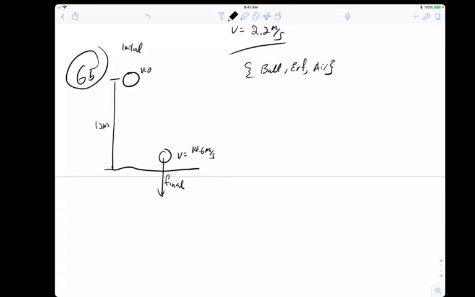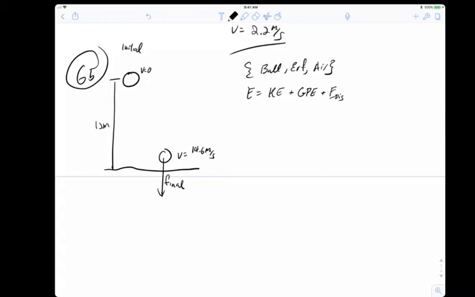You'll note here that when we talk about the total energy, there's three different types. There's kinetic energy, there's the potential energy from gravity, and then there's the energy dissipated in the air. Okay?